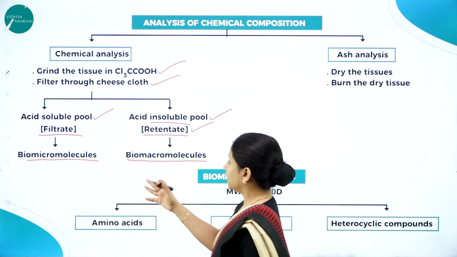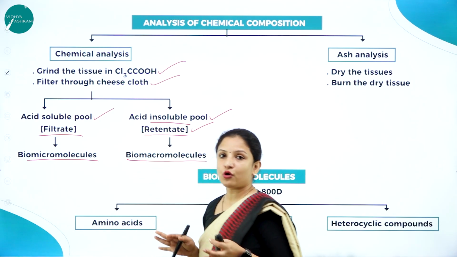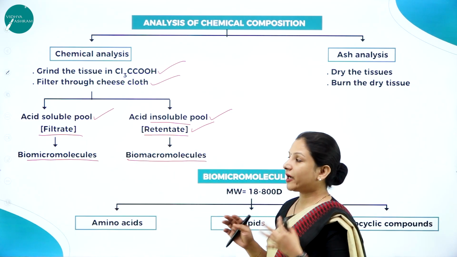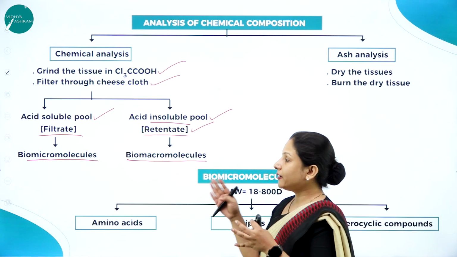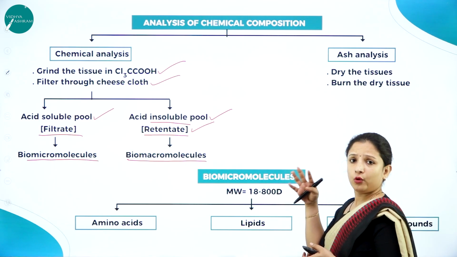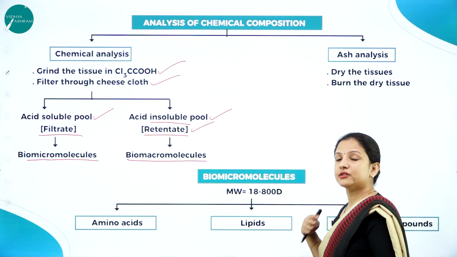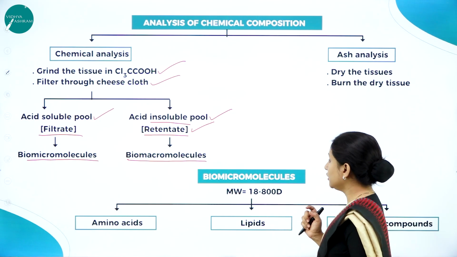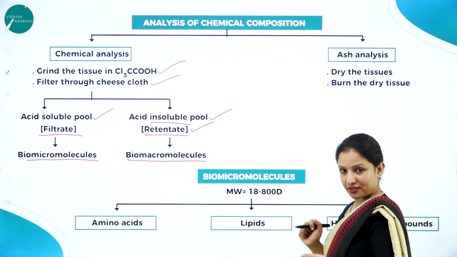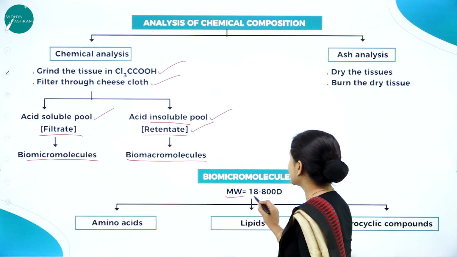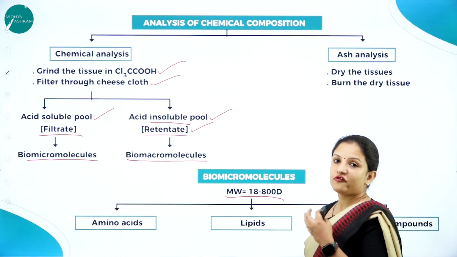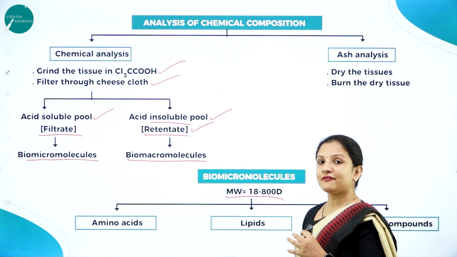Now moving back to here, I told you in chemical analysis, the end products that we get are biomicromolecules and biomacromolecules. That is, biomicromolecules in the filtrate and biomacromolecules in the retentate. Now we shall look into the different types of biomicromolecules and biomacromolecules. Biomicromolecules, I told you, are very, very small; their molecular weight is just 18 to 800 Dalton. Therefore, they are capable of passing through the cheesecloth and getting filtered.